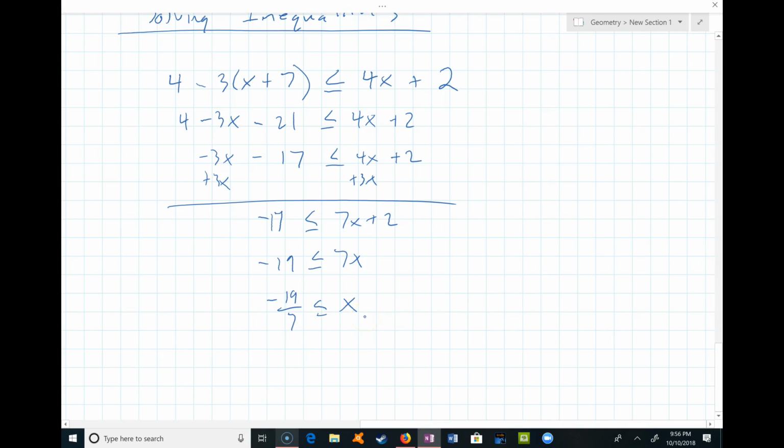Okay? So that's my inequality. You see how it's a range of numbers. So negative 19 over 7 would work, but also anything bigger than negative 19 over 7 will also make this inequality true.